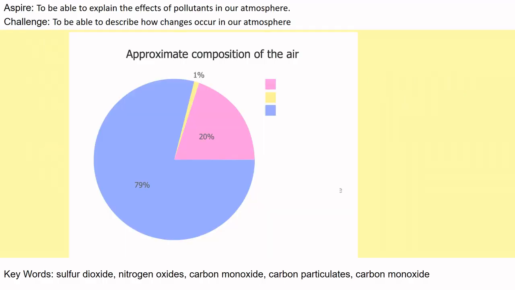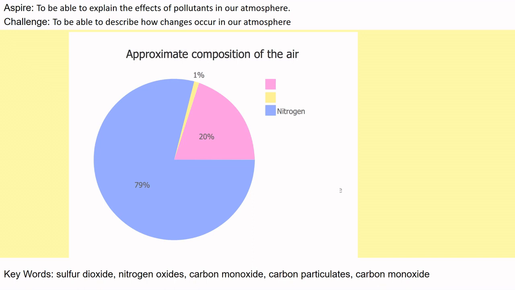So let's check our answers. First of all, just looking at this pie chart, you can see that there's a large proportion of this pale lilac colour, 79%. You could also say it's approximately 80%. The gas represented there is nitrogen, and that makes up the majority of our atmosphere.